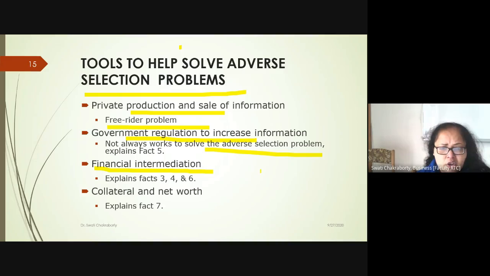Financial intermediation again explains facts 3, 4, and 6. Fact 3 says indirect finance is many times more important than direct finance. Fact 4 says financial intermediaries, particularly banks, are the most important source of external funds used to finance businesses. And fact 6 talks of how only large, well-established corporations have easy access to securities markets to finance their activities. And we also have collateral and net worth, which explains fact 7, which says collateral is a prevalent feature of debt contracts for both households and businesses, right?